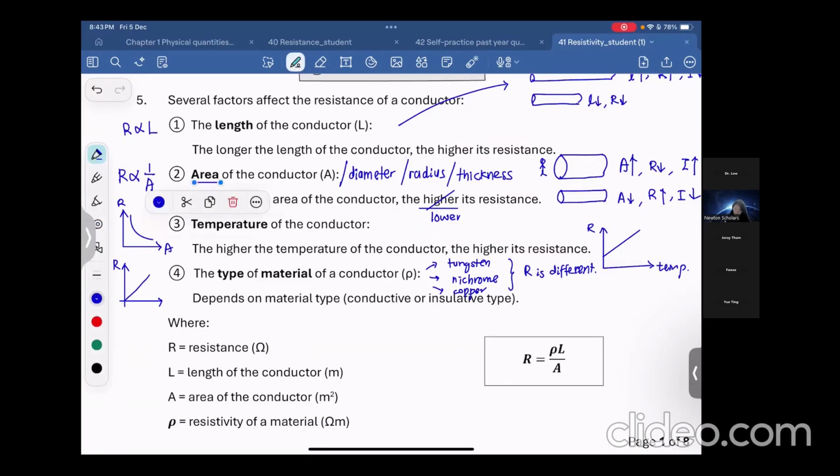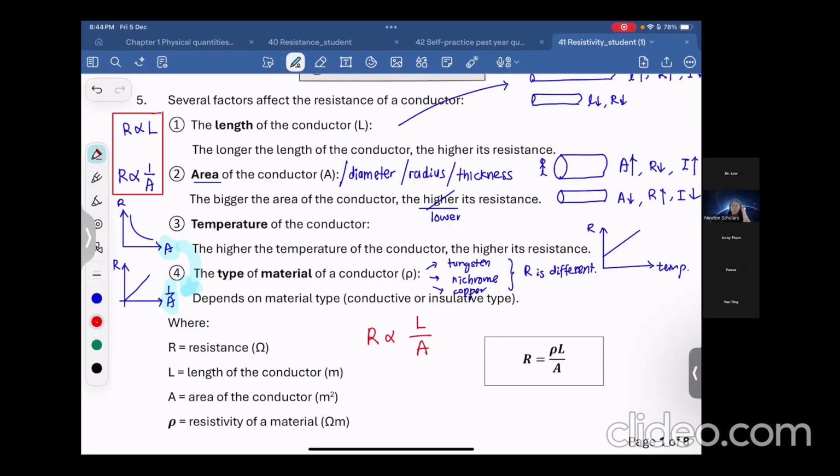I make A become 1 over A. Then I will get a graph of directly proportional. I combine these two formulas, and we will get the formula here. R is directly proportional to length over A.